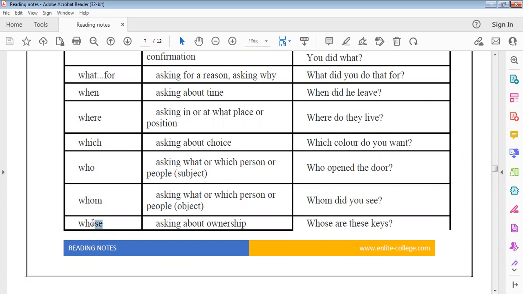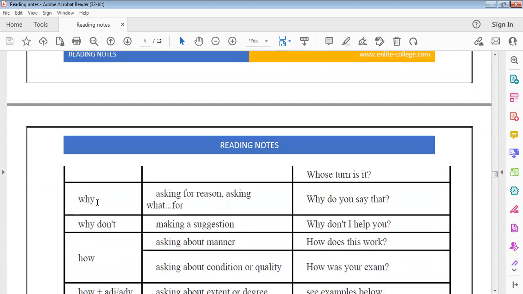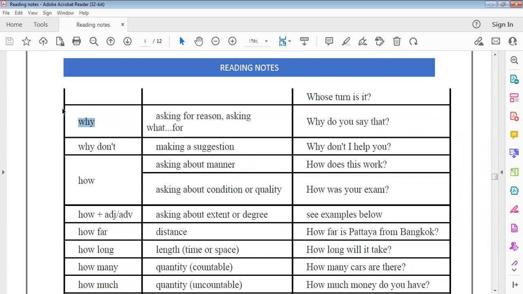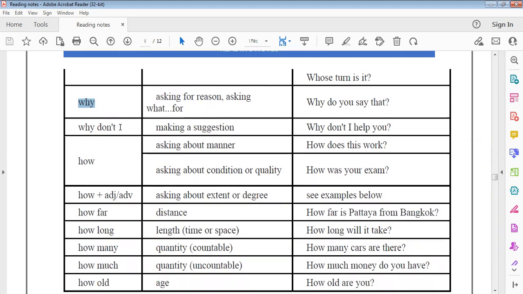Whose I use it to ask about ownership. Why I use it to ask about the reason, the same as what for. Why don't I use it to make a suggestion. Okay, why don't we travel today? I mean I suggest traveling today. How, كيف, asks about the manner.